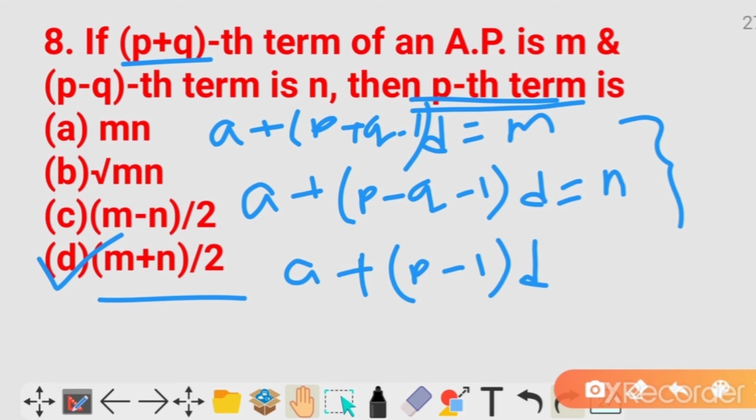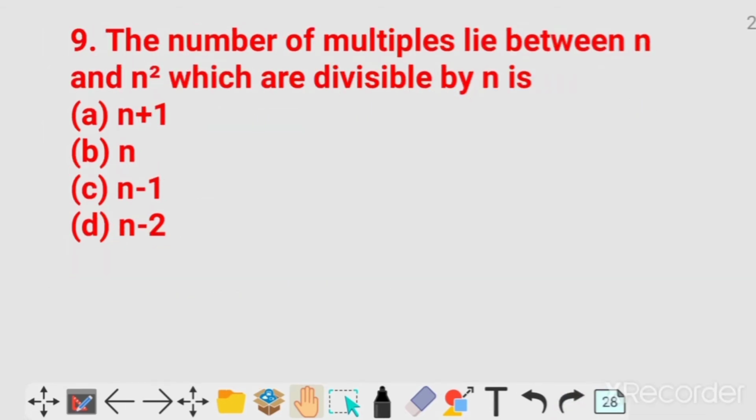Okay. Now the next question is: the number of multiples lying between n and n square which are divisible by n is either n plus 1, or n minus 1, or n minus 2. And your time starts now.